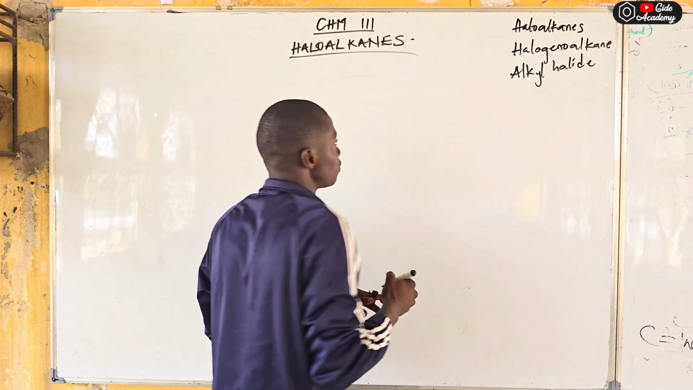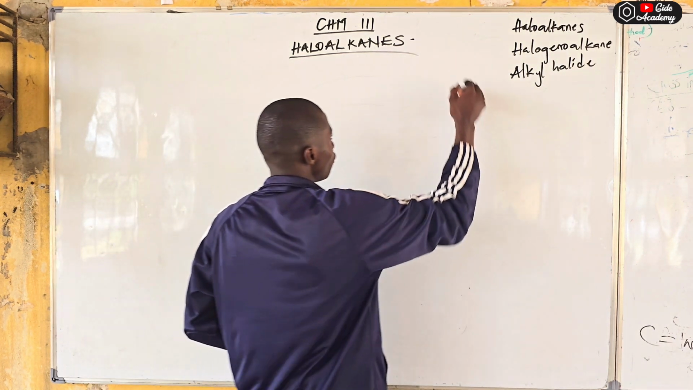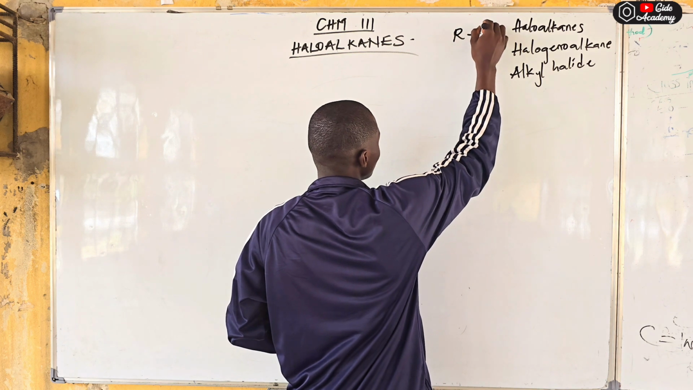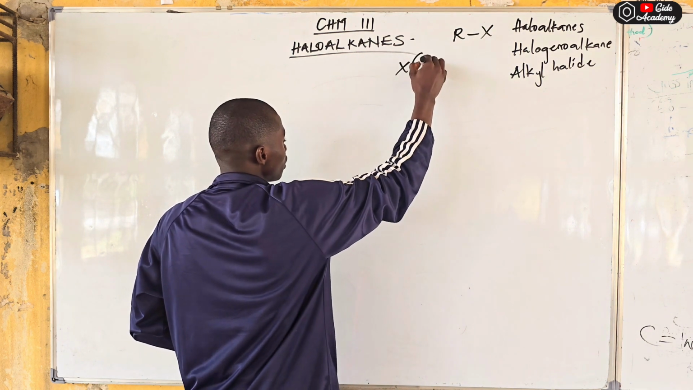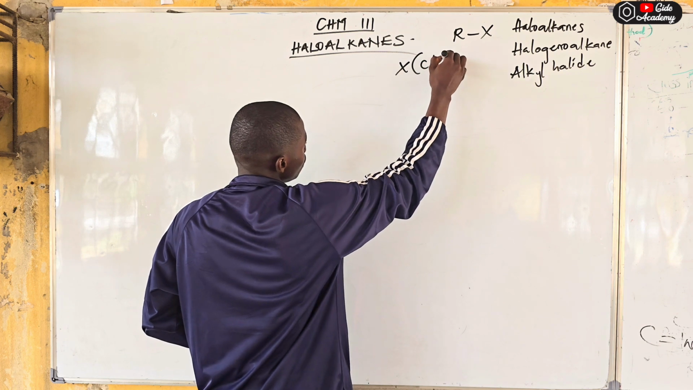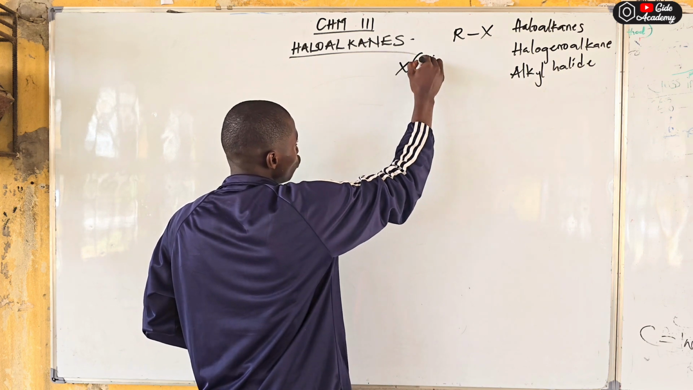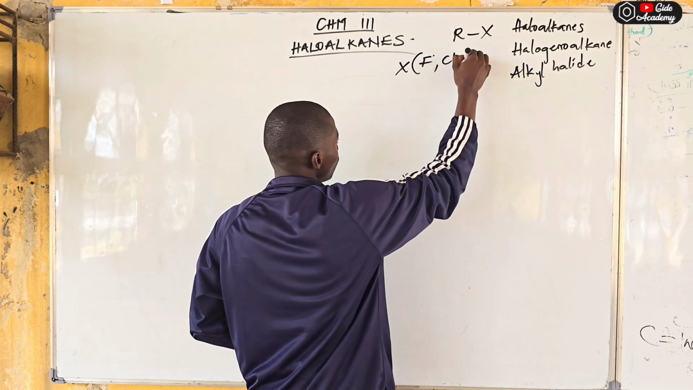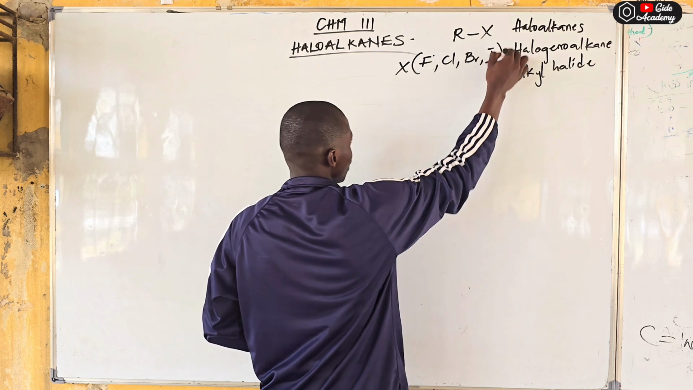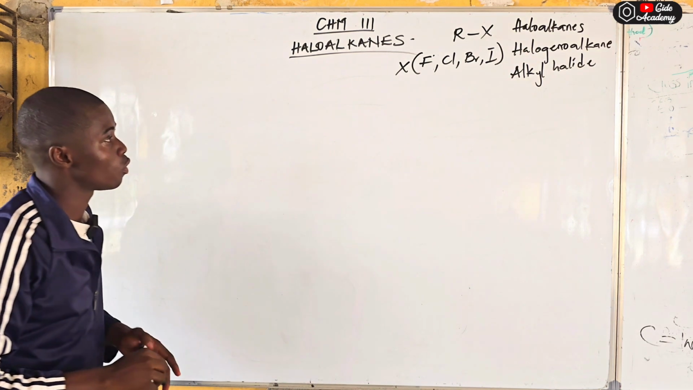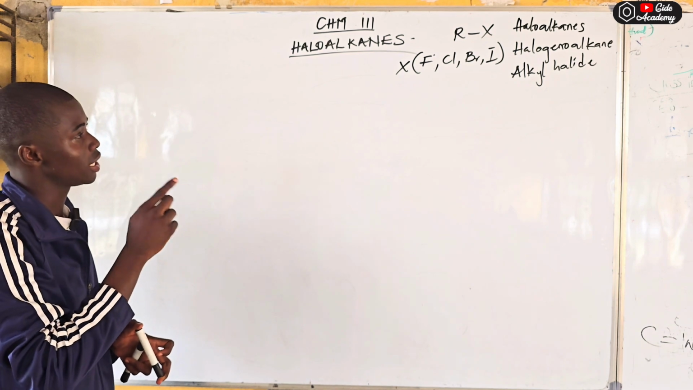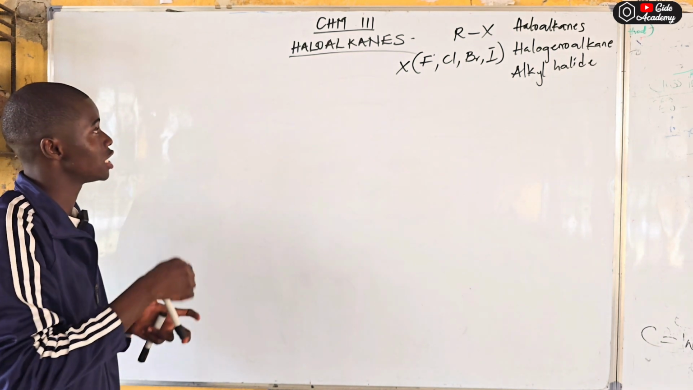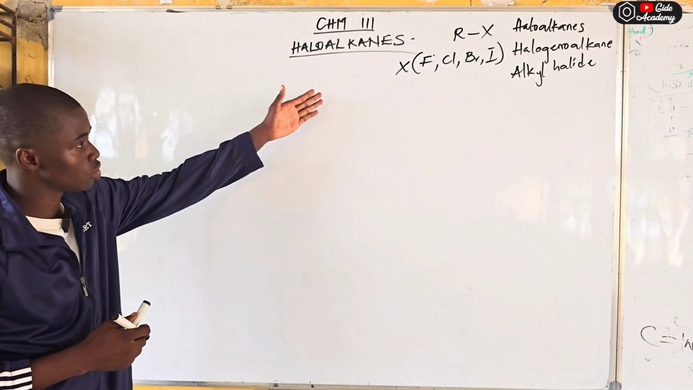The alkyl halide has the general formula R directly bonded to X. This X simply means we have fluorine, chlorine, bromine, and what? Iodine in the periodic table. So haloalkanes are alkyl groups that are directly attached to halogens.